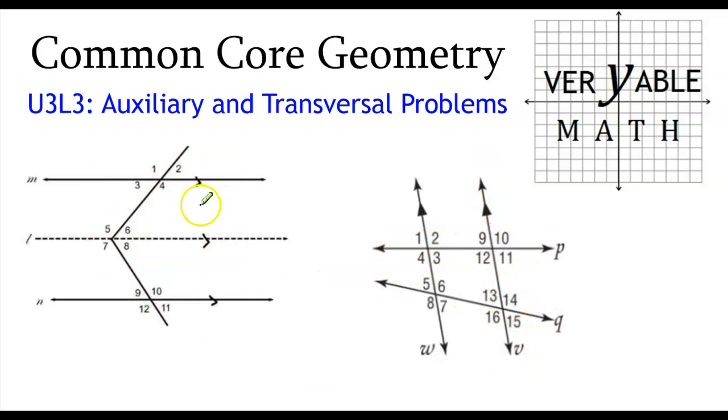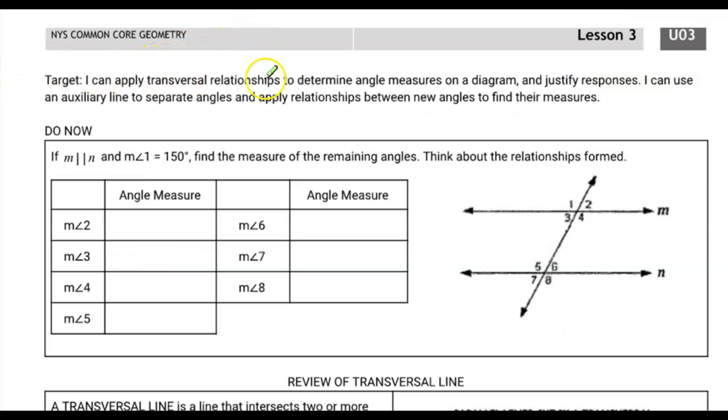And here's an example of an auxiliary line problem wherein there were two pre-existing parallel lines and you can draw a third parallel line between them, an auxiliary line, and then use that line to create new angles to help answer questions. The target here is a little bit long, but it's because it's a combination of the two learning targets from the previous lessons.